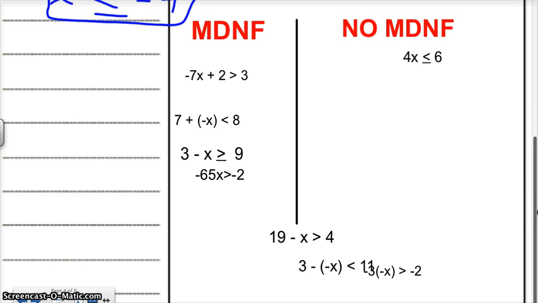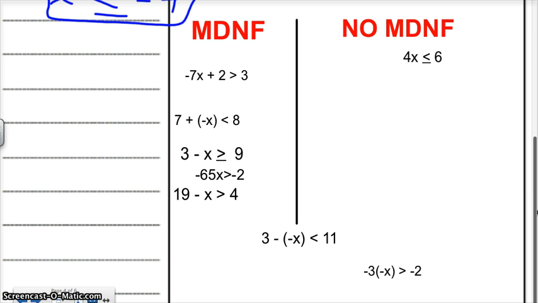19 minus x is bigger than 4. Yes, I'm looking to the left. I have a negative there. I would MD&F it. But wouldn't you subtract 19 over? I would subtract 19 over, and then I'd have that negative 1, and I'd have to get rid of that negative 1.